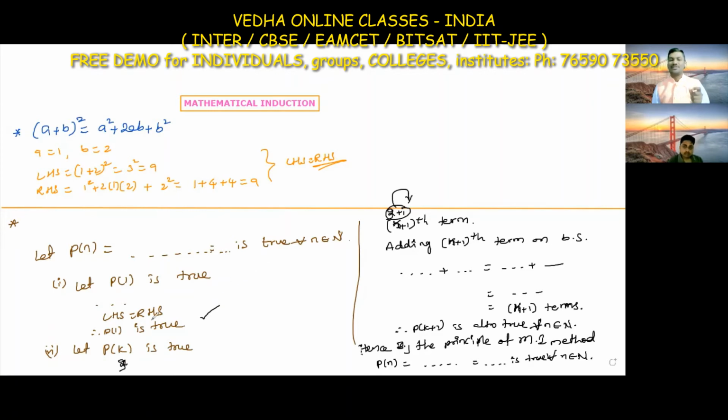In the given statement, sometimes he will give the nth term, sometimes he may give the question without the nth term. If he gives the question without the nth term, then in the starting itself we find the nth term also. Either we write it as an or we can write it as tn. This is the normal method of mathematical induction.